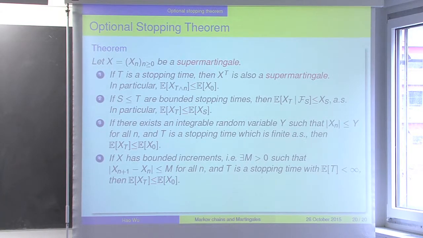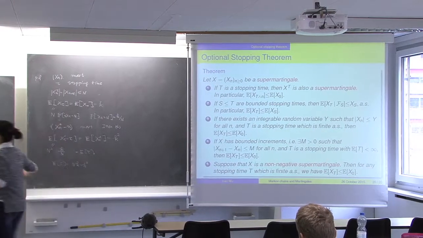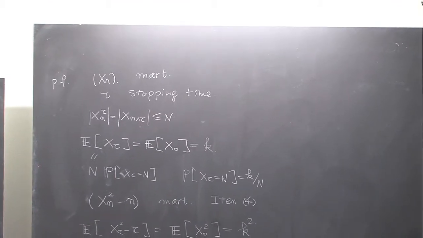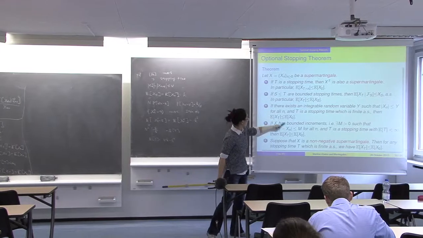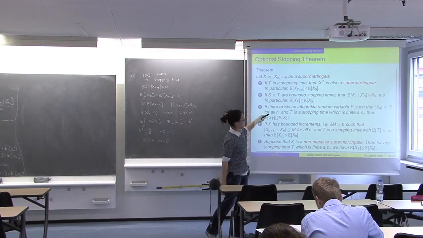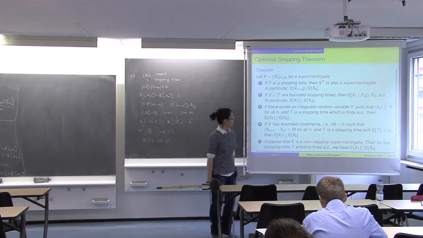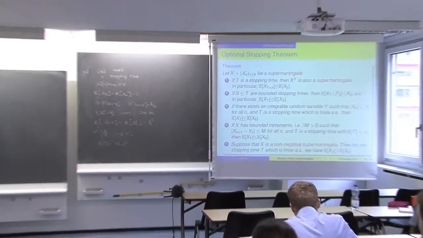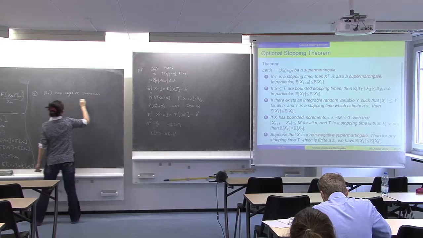But there's one more criterion that only happens for supermartingales and doesn't hold generally. The last item: if we have a non-negative supermartingale, then we have the same conclusion. For the previous four items, in order to have this kind of relation, we need to impose some condition on the stopping time. Either the stopping time is bounded, or the random variable is bounded, or the random variable has bounded increments. The fifth item says that if we just assume the random variable is non-negative, then we still have the same conclusion. This is due to Fatou's lemma. So if Xn is a non-negative supermartingale, then we have the same conclusion.